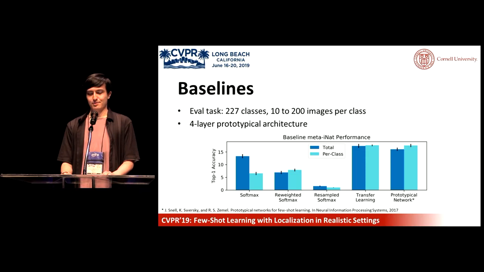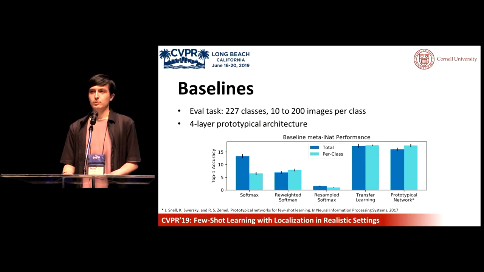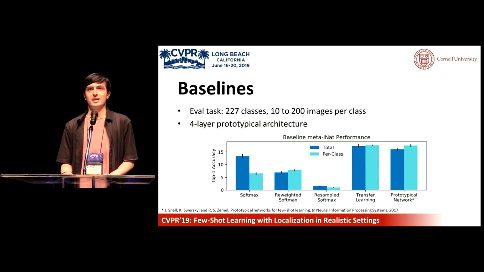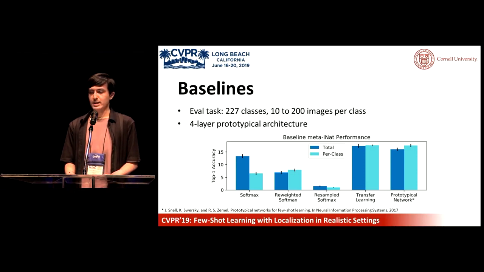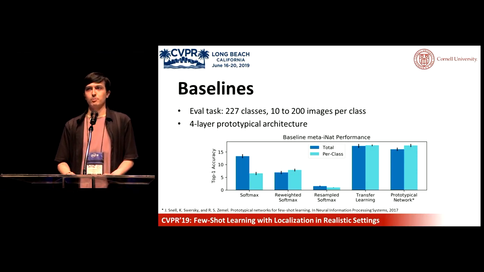Training a softmax classifier directly on the evaluation task leads to a large disparity between the overall and per-class accuracy. That tells us that the network is ignoring small classes in favor of large ones. Standard techniques for preventing this, including weighted loss functions and proportional data sampling, only hurt performance. Transfer learning, with training and then fine-tuning, performs comparably to prototypical networks, a recent few-shot approach which we use as our baseline. Both numbers, however, are below what we'd like to see.